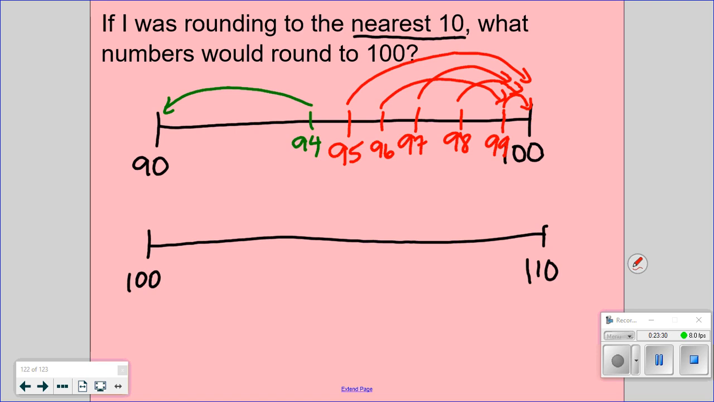Elena, can you think of a number that is larger than 100 that would round to 100? 109 right here? That's going to round to 100? Ooh, not 109. That one would round to 110. I want a number that's going to round to 100. 101 is right here. Is that going to go to 100? Yeah.